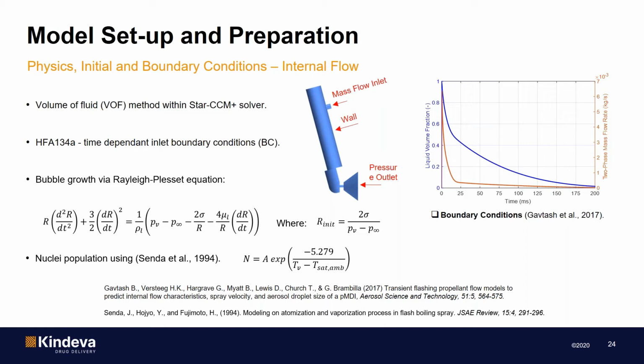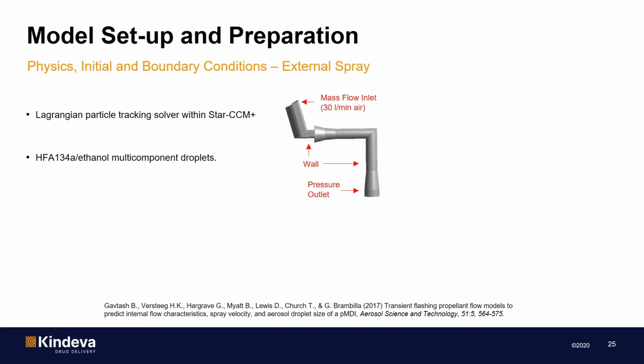In order to predict the distribution of vapor and liquid phases more accurately for these sorts of models, it is normally advised to include the gravity forces as well. Moving on, in our external spray model, we've assumed that the air is entering the pMDI at 30 liters per minute and exits the outlet of the induction port at atmospheric pressure again.